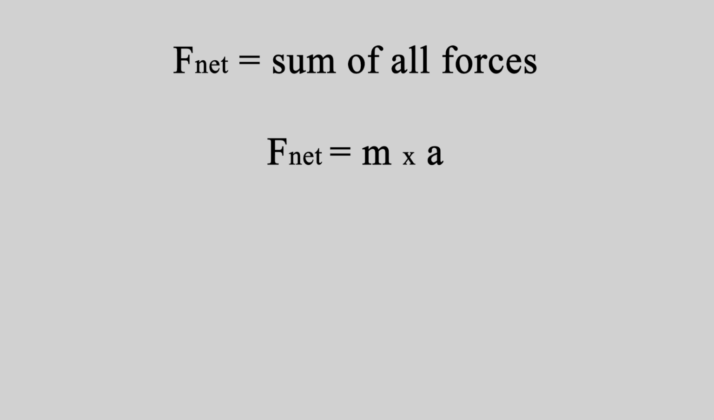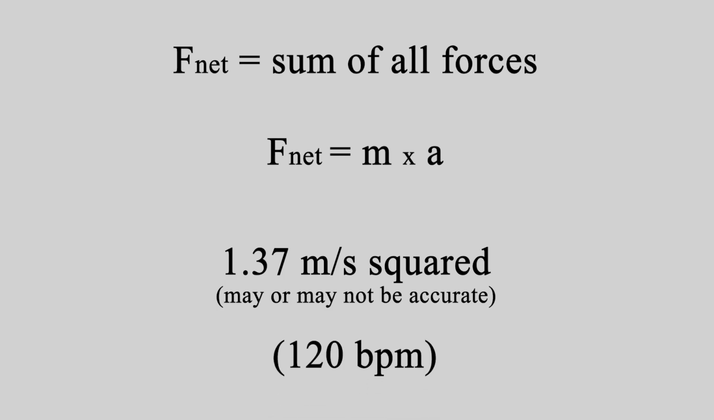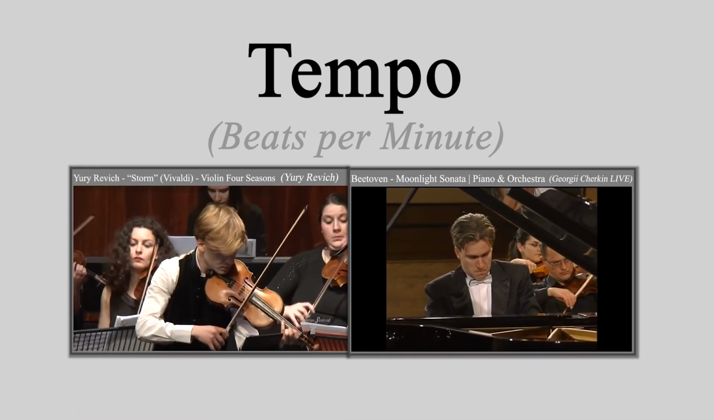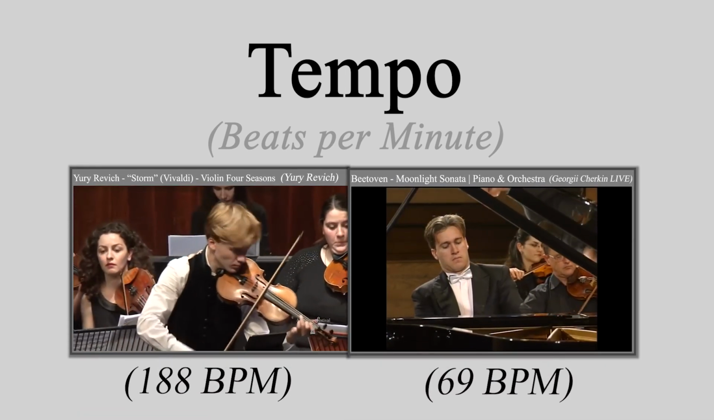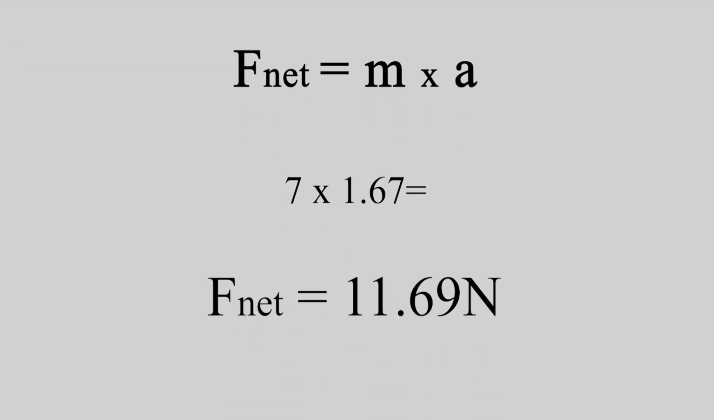The average acceleration of a fast violinist is around 1.67 meters per second squared, which is around 120 BPM, aka the tempo. To go off topic a bit, tempo is the number of beats per minute, which translates to the speed at which each note is being played. Back to topic. So 7 times 1.67 gives us an F net of 11.69 newtons.